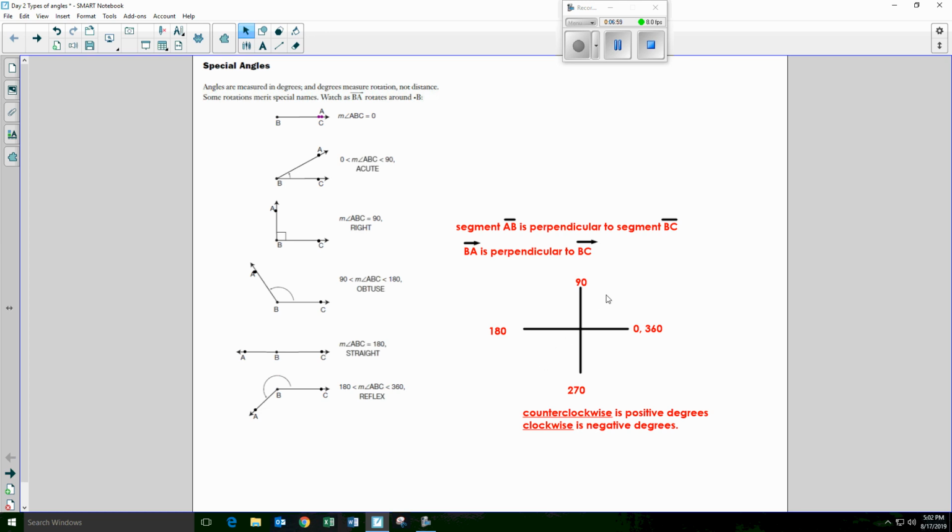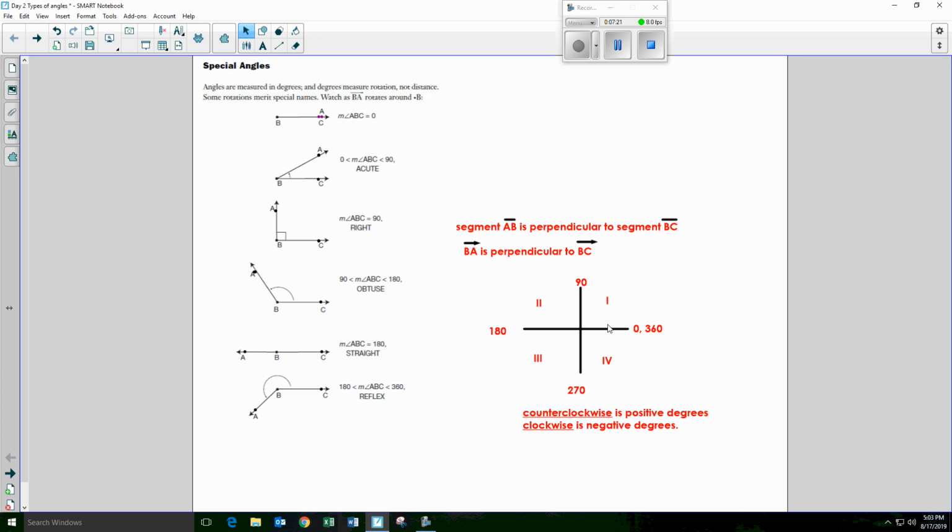Remember, you need to know your quadrants. Quadrant 1, quadrant 2, quadrant 3, and quadrant 4. Remember, we write them in Roman numerals. We don't write the 1, 2, 3, 4 like we normally write them, like here. Right, in Roman numerals when you name your quadrants.